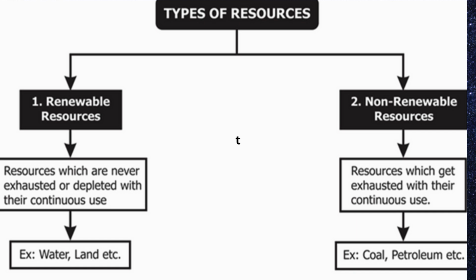Types of resources can be classified into renewable resources and non-renewable resources. Resources which are never exhausted or depleted with their continuous use, that is called renewable resource. For example, water, land, etc. Then non-renewable resources are those resources which get exhausted with their continuous use. For example, coal, petroleum.